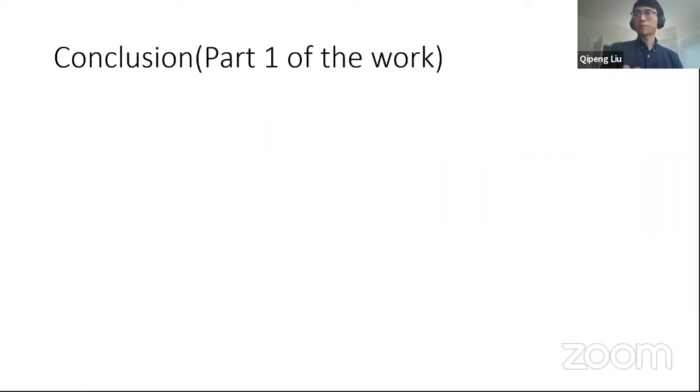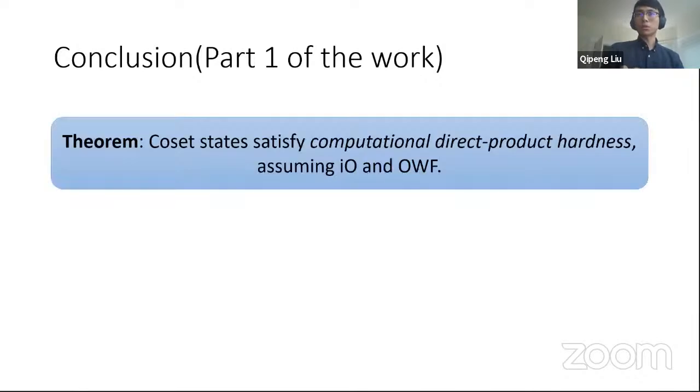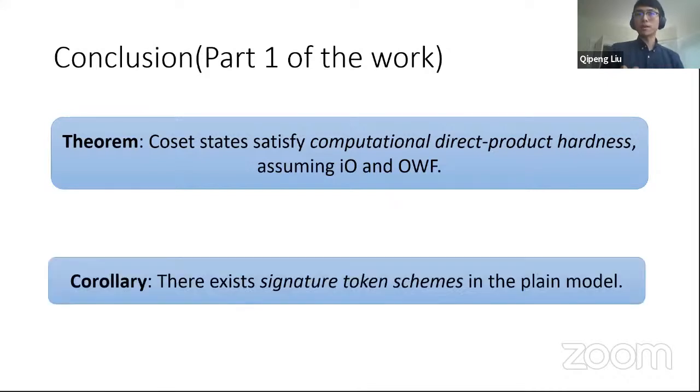And therefore, let's conclude the first part of the work. That is, we show coset states satisfy computational direct product hardness, assuming post-quantum I/O and a one-way function. And it naturally gives signature token schemes in the plain model.